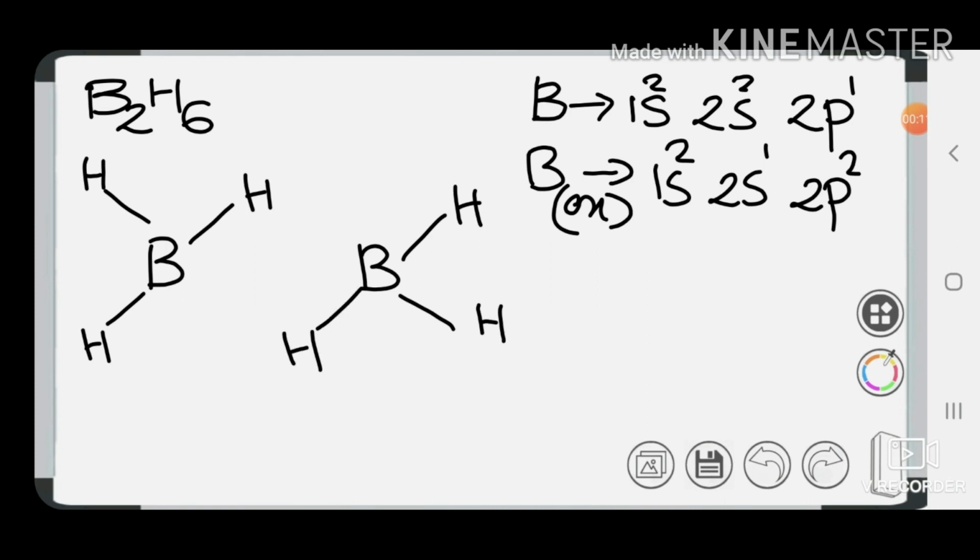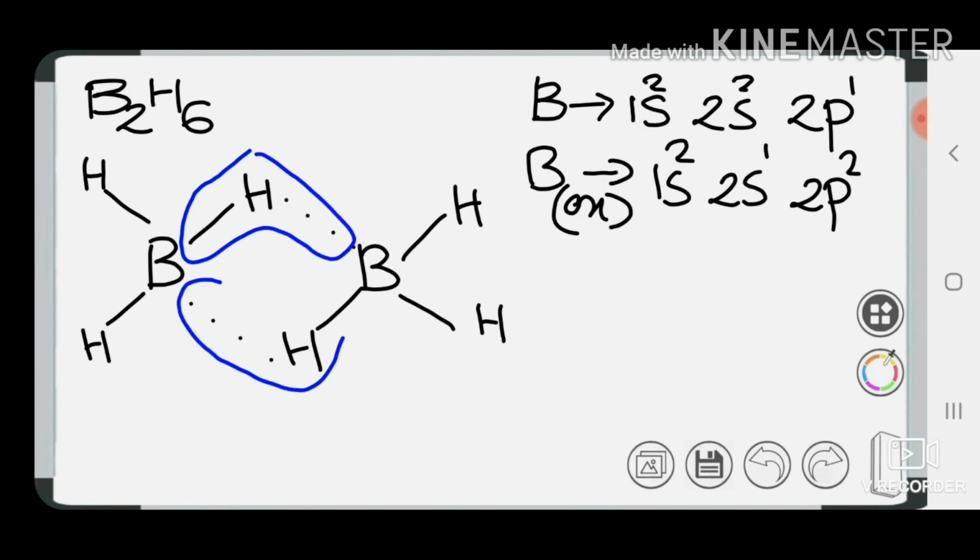B2H6 is one compound. Here, in the boron atom, I have already said that one p orbital is vacant, so it forms a bridging bond with hydrogen. Each boron atom forms a bridging bond with hydrogen. That bridging bond is called a banana bond. In B2H6 there are 2 bridging bonds, the BHB bonds, called banana bonds.